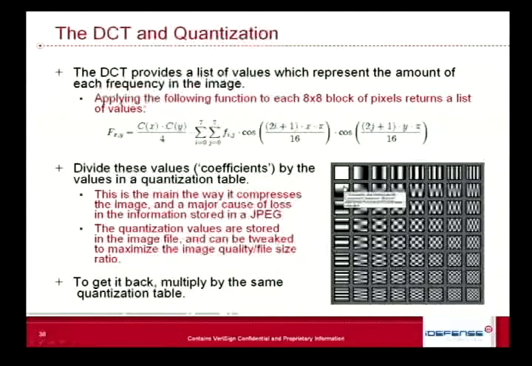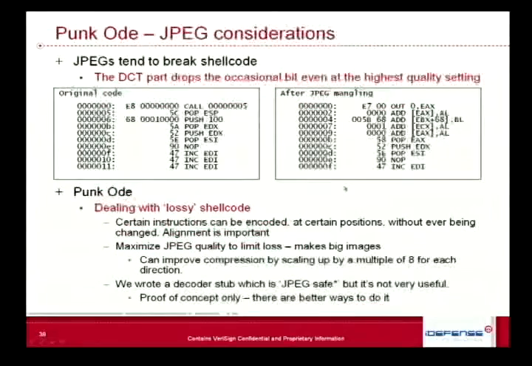Yeah, to get it back, you just multiply by the... Yeah, okay, this is getting technical. But JPEGs tend to break shellcode because the DCT part mangles stuff, even if you're at the highest quality setting.